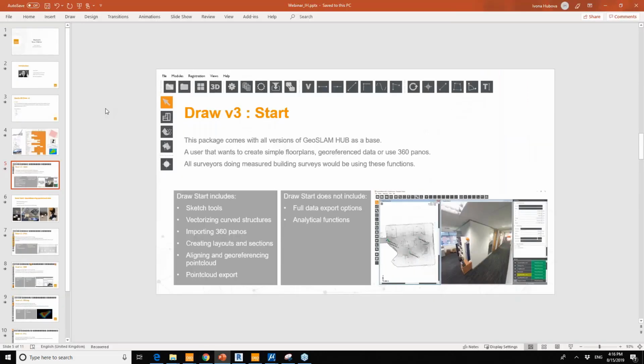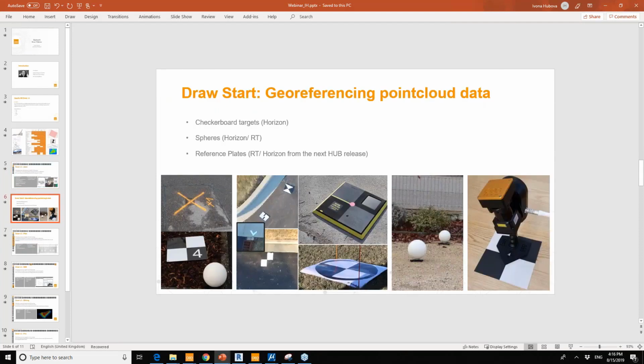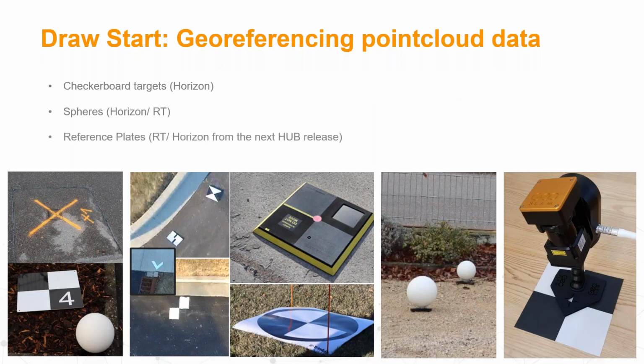When it comes to data georeferencing, there are a couple of options for how we can georeference the data. Using the checkerboard targets, which can be done with Horizon because it's got intensity. We can use the spheres, both with Horizon or RT, or the reference plate. And for now, this is available for RT. I know that many of you are probably waiting for Horizon to work with the reference plates, and this is something that we are working on, and it will be available from the next Hub release.